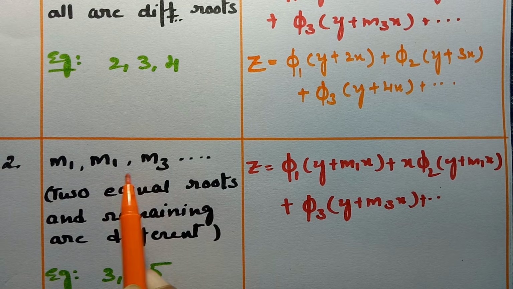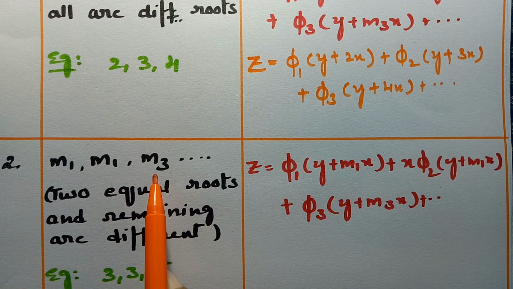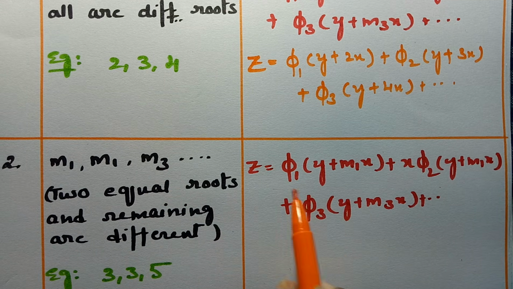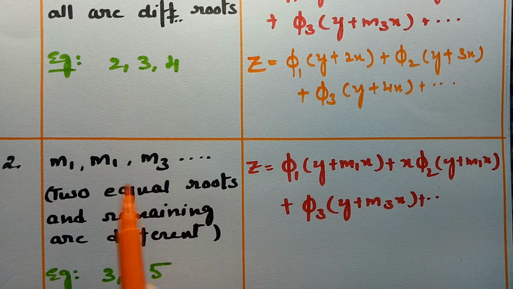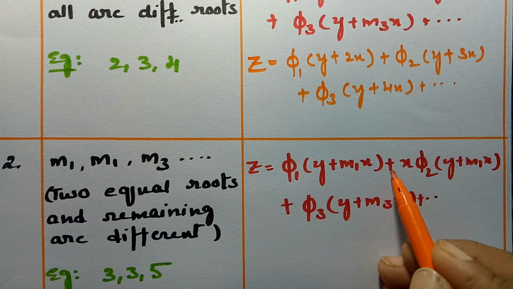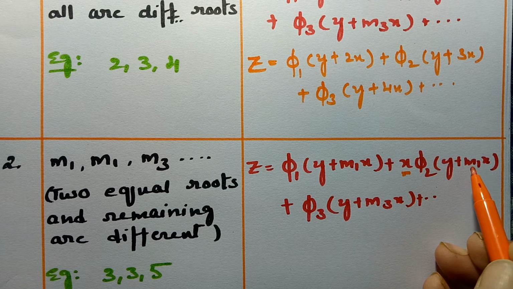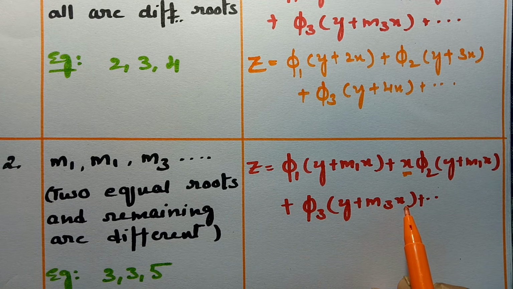If m1, m2, m3, if you take two equal roots, the first two are equal and the third one is a different one, then how do we write it? This is the general form. z is equal to phi 1 of y plus m1x. Since they are equal, we have to add this x. So plus x times phi 2 of y plus m1x plus phi 3 of y plus m3x.